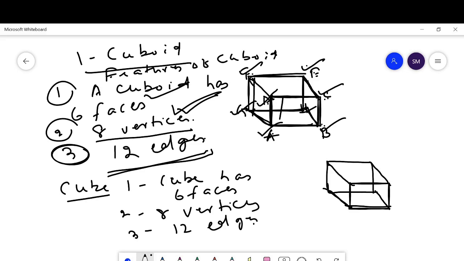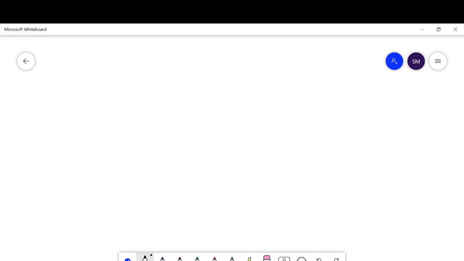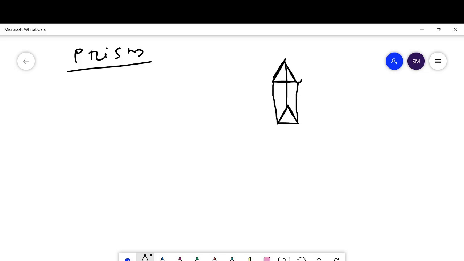The only difference between cube and cuboid is that a cube is surrounded by 6 square faces and a cuboid is surrounded by 6 rectangular faces. Okay. Then next, features of the prism. Here this is a prism. A prism is also a 3-dimensional solid which has A, B, C, D, E, F.